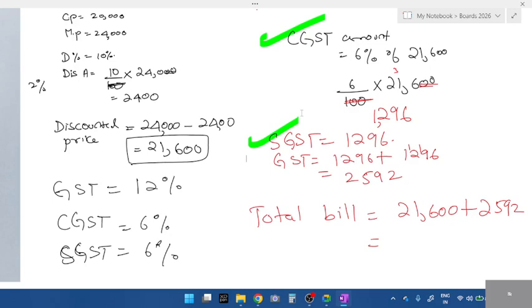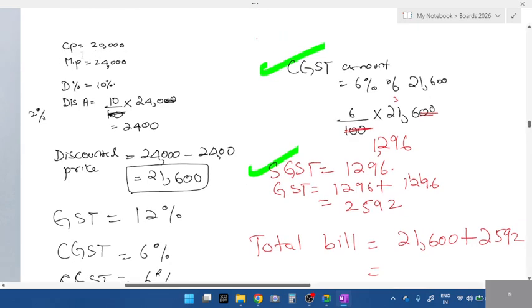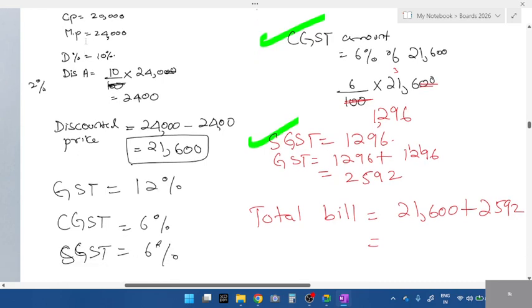Fine students. Write it from the beginning. Write it neatly. This is how you're supposed to write. Right? Cost price, mark price, discount, and discount amount. This is the first answer. Discounted price.